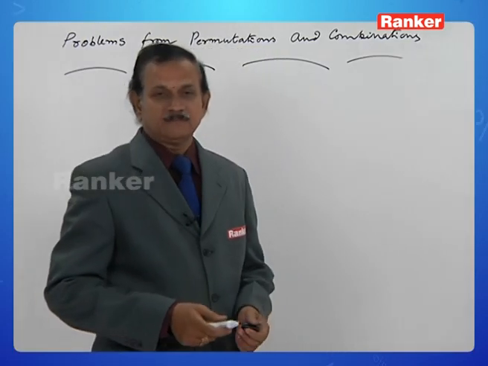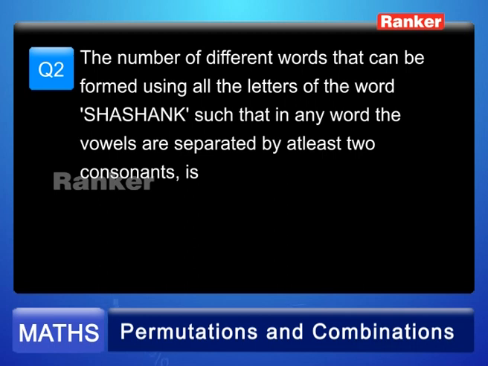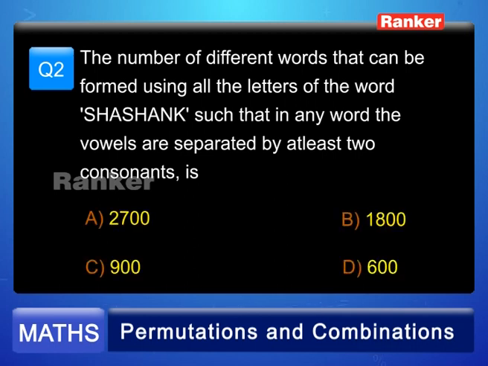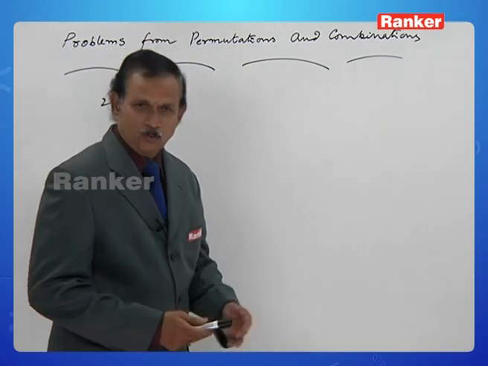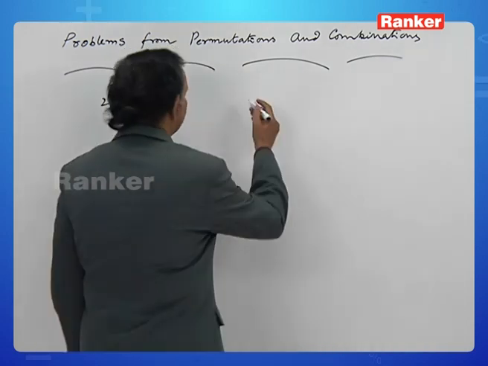The next question, that is question number 2. The number of different words that can be formed by using all the letters of the word Shashank, such that in any word the vowels are separated by at least 2 consonants, is: option A 2700, option B 1800, option C 900 and option D 600. Let us first observe what the word given is.